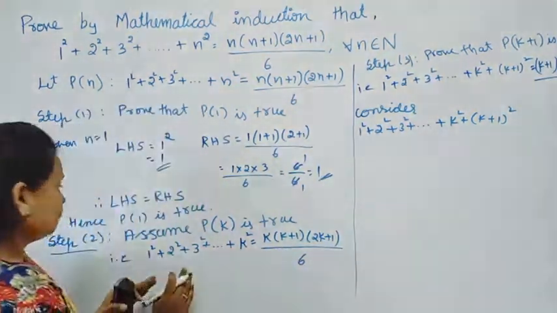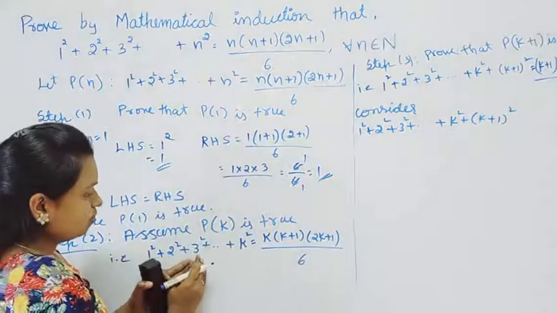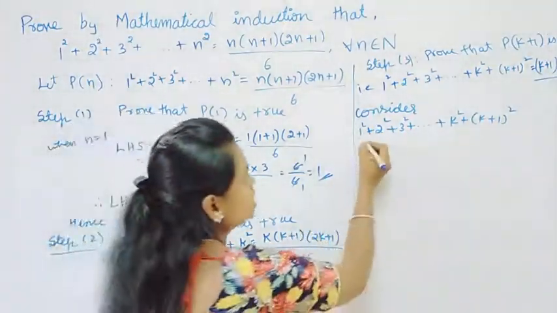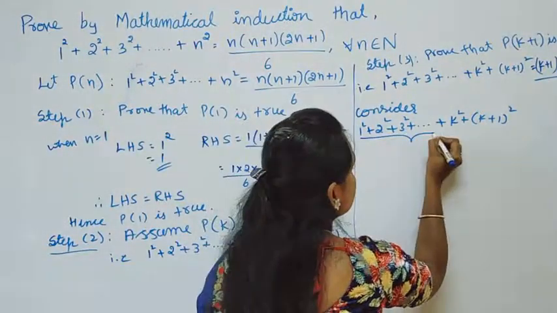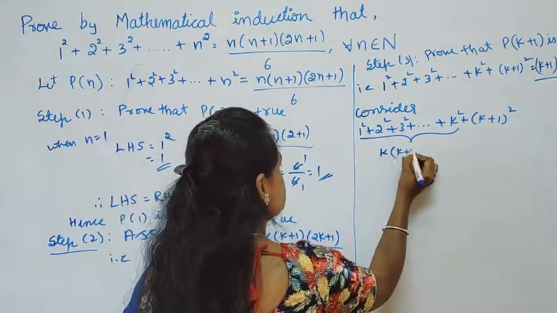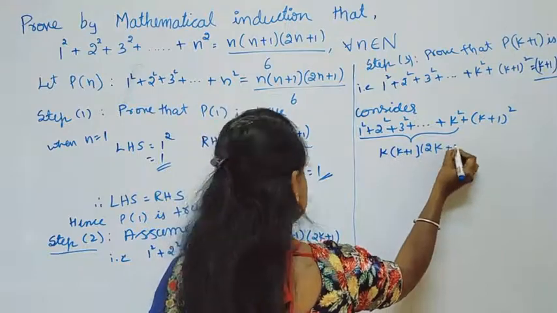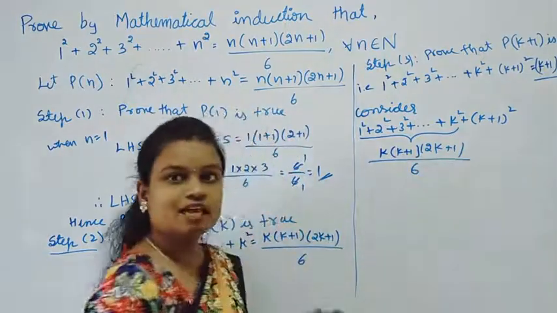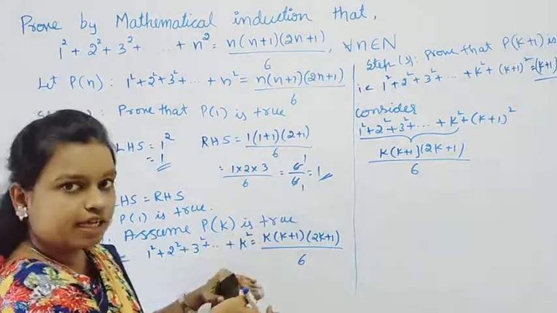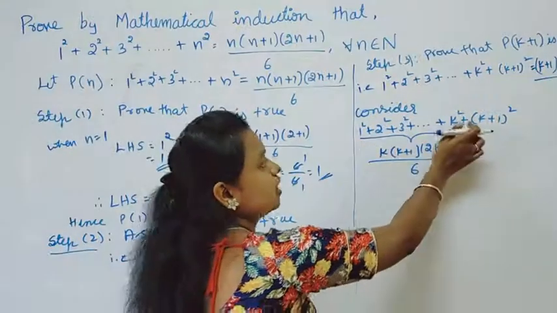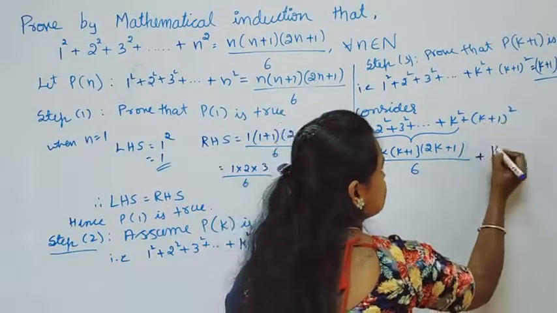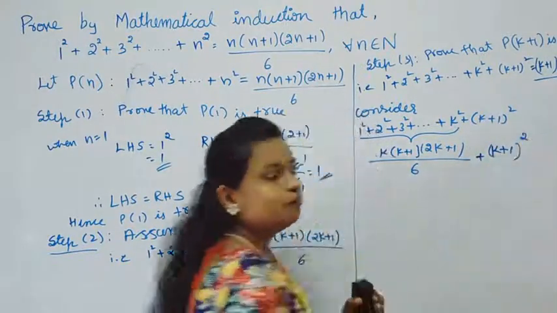So observe that from step 2, 1 square plus 2 square plus 3 square up to k square is equal to this term, right? So 1 square plus 2 square plus 3 square up to k square is equal to what? k into k plus 1 into 2k plus 1 whole divided by 6. Can we replace like this? Yes, because we already assumed that this is true for some k. So from 1 square, 2 square up to k square it is equal to this one. Okay, plus remaining we have another term, that is k plus 1 the whole square.